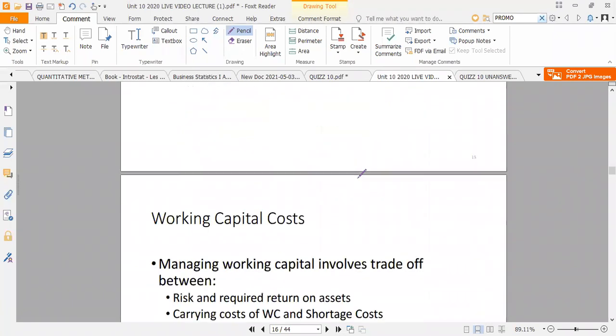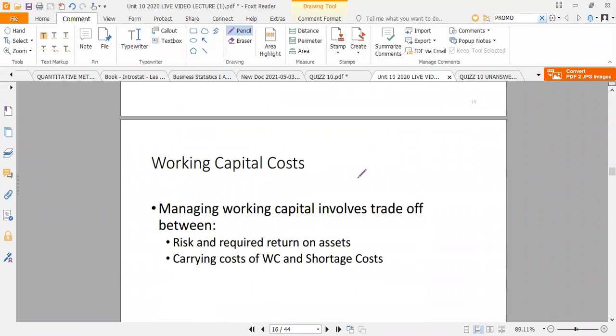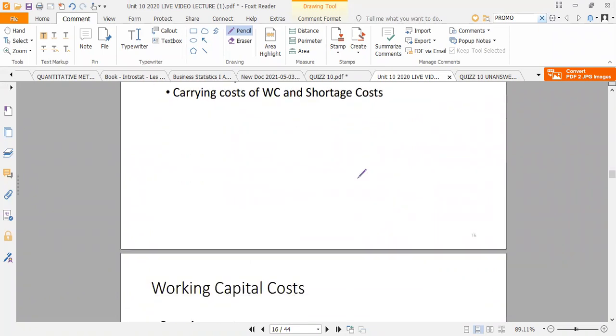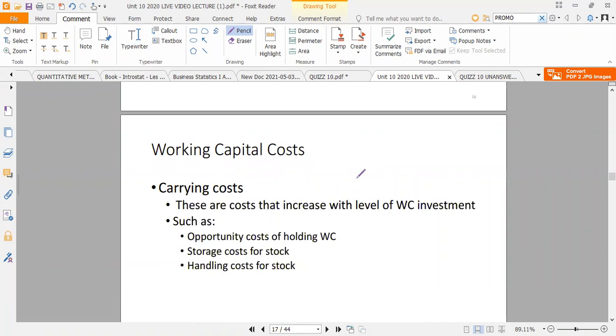Now, with these two strategies, there is a concept that we call EOQ. The EOQ is the level of stock that a firm must keep to remain in business. It is sometimes costly for firms to keep too much stock or to have little or no stock at all. So, working capital has what are called accompanying costs that are attached to it.